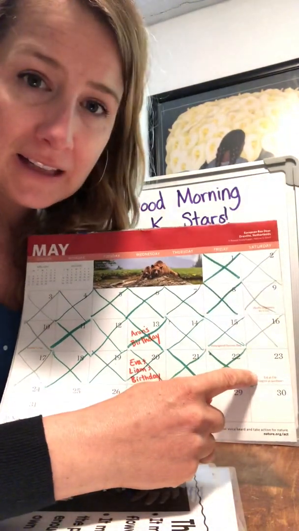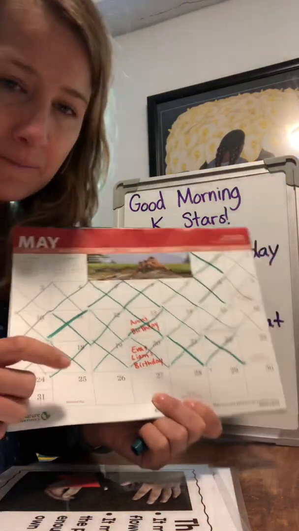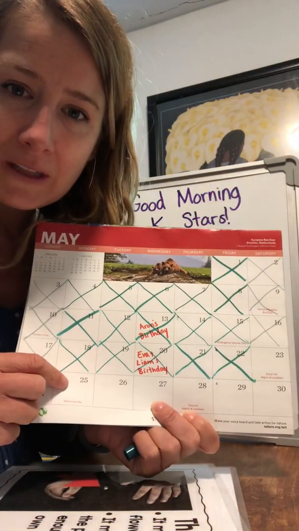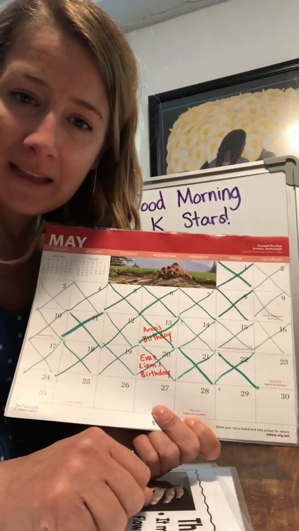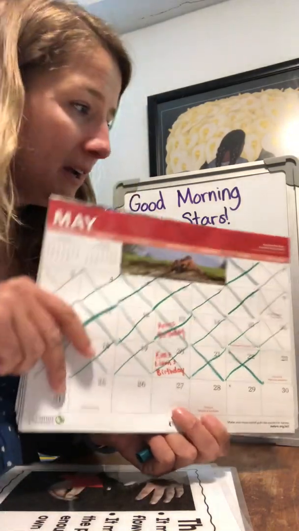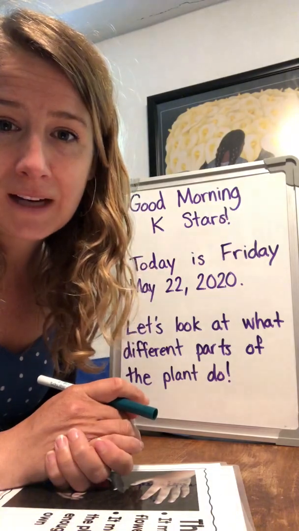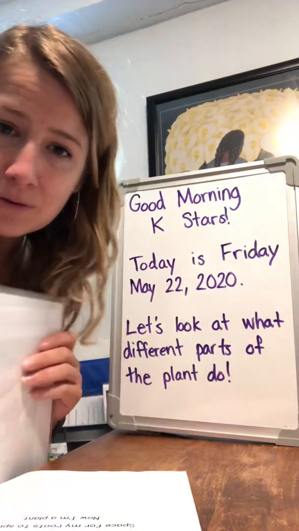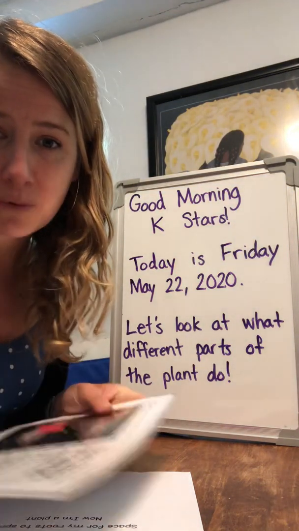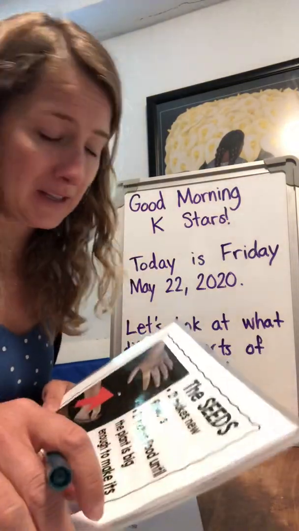Tomorrow is a holiday that some people celebrate called Eid. So if you celebrate Eid, happy Eid. And on Monday, we don't have school because the United States celebrates Memorial Day. That's a time when people remember people who were soldiers or in the Navy who died in wars. A lot of people go and put flowers on gravestones and things like that to remember the people who died in different wars. So those are the important things coming up on the calendar.